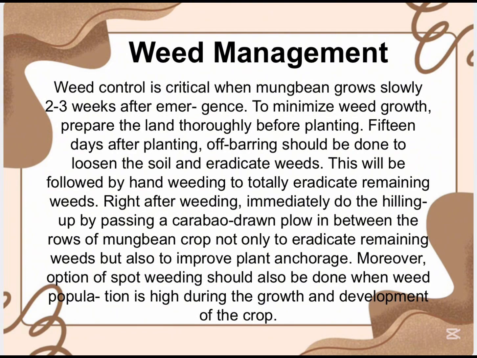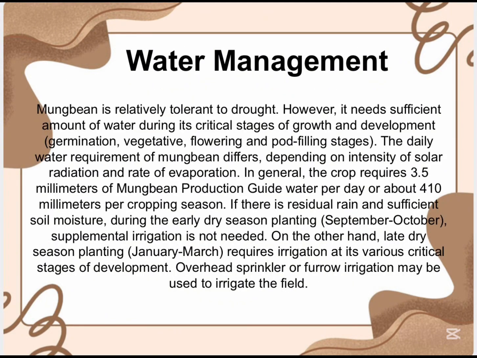This will be followed by hand weeding to totally eradicate remaining weeds. Right after weeding, immediately do the hilling up by passing a carabao-drawn plow in between the rows of mung bean crop, not only to eradicate remaining weeds but also to improve plant anchorage. Moreover, spot weeding should also be done when the weed population is high during the growth and development of the crop. Water management.